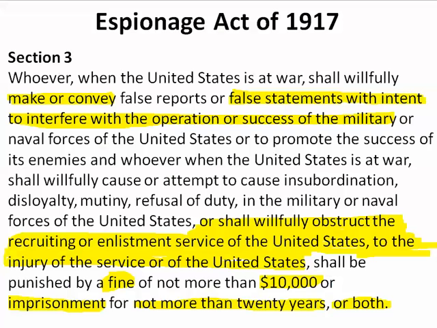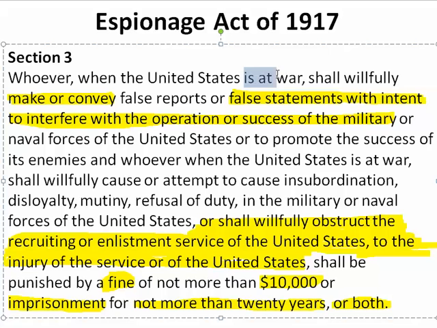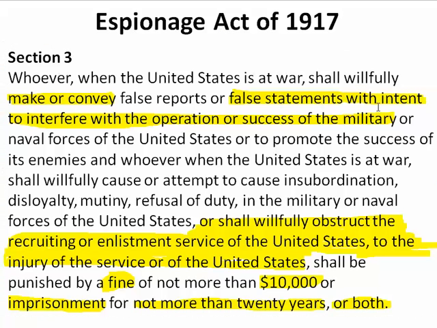And this is the last one we want to look at. Let's look at the text here of the Espionage Act, Section 3, Espionage Act of 1917. It says, whoever, when the United States is at war, and that's important, is at war, shall willfully make or convey false reports or false statements with intent to interfere with the operation or success of the military, or shall willfully obstruct the recruiting or enlistment service of the United States, to the injury of the service of the United States, shall be punished by a fine of $10,000, imprisonment for not more than 20 years, or both.